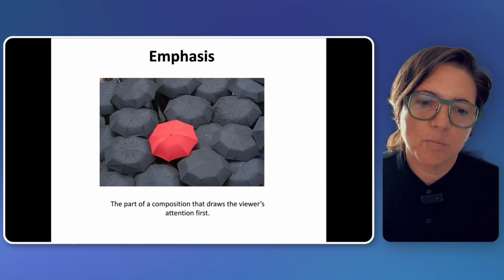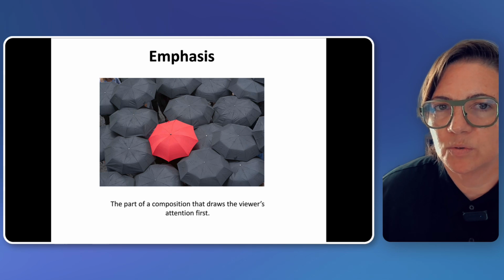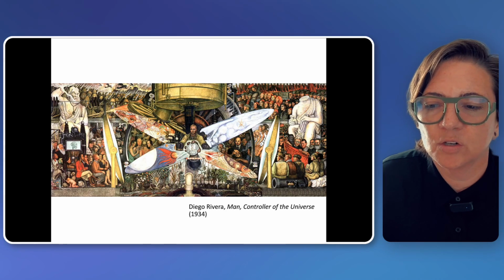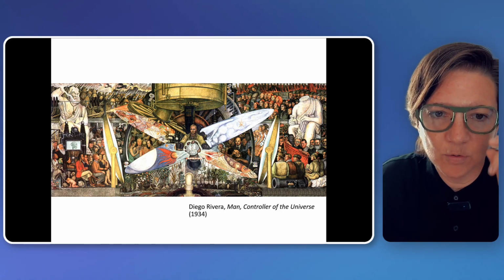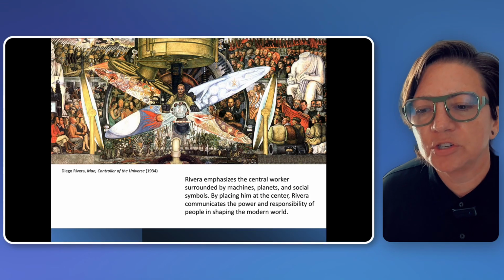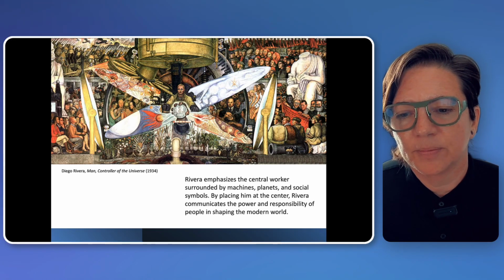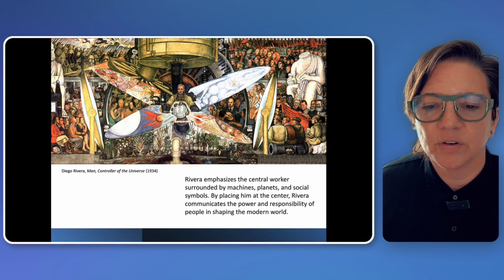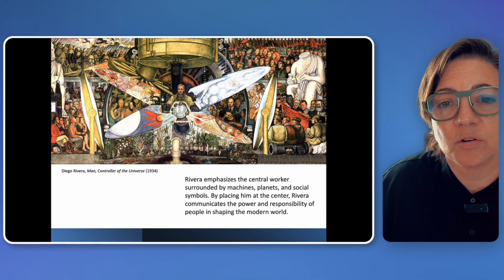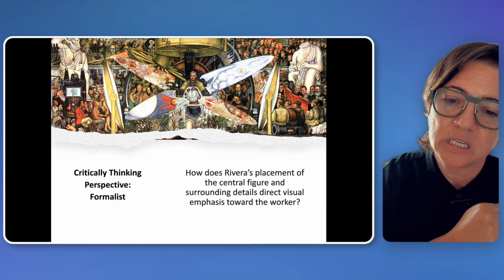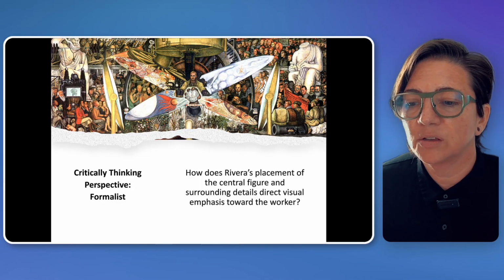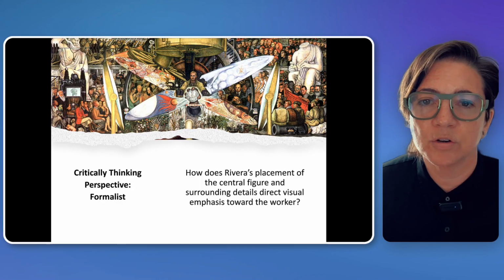Emphasis. Emphasis is the part of a composition that draws the viewer's attention first. Here we have Diego Rivera's Man, Controller of the Universe, 1934. Rivera emphasizes the central worker surrounded by machines, planets, and social symbols. By placing him at the center, Rivera communicates the power and the responsibility of people in shaping the modern world. Critically thinking, how does Rivera's placement of the central figure and the surrounding details direct visual emphasis towards the worker?